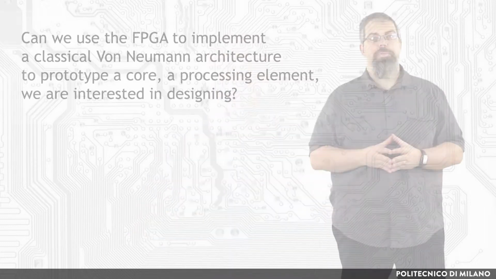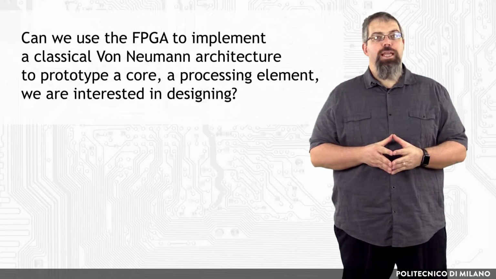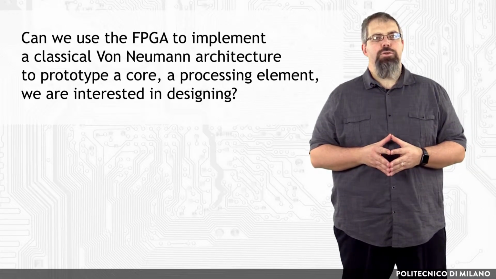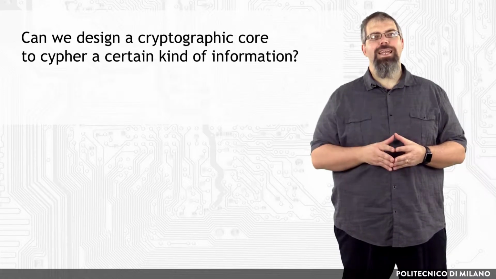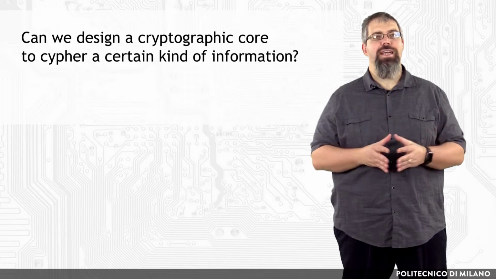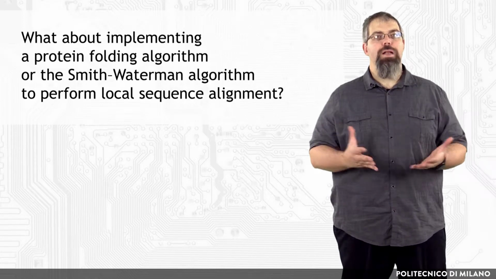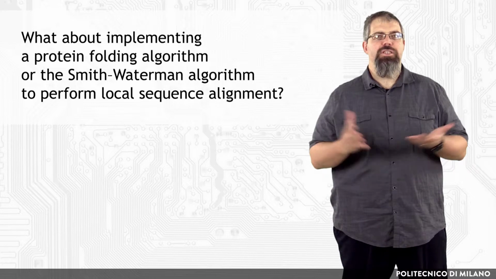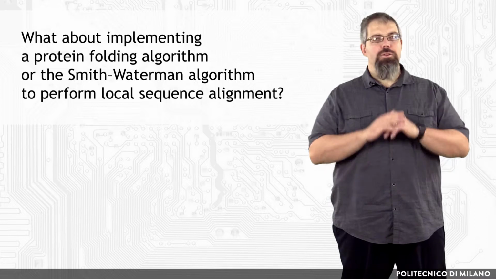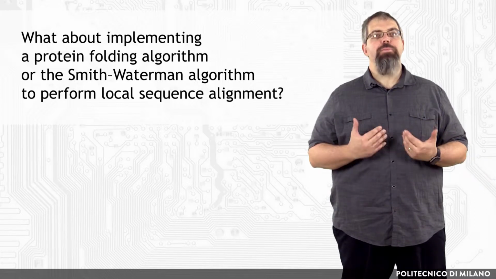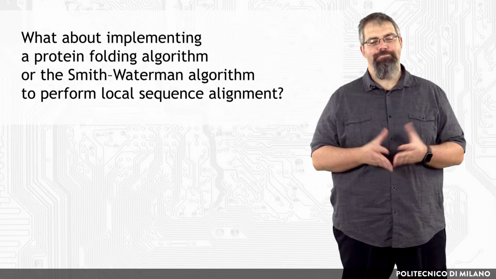We know that an FPGA is a kind of an empty page that we can fill with the desired system. This is huge, because the desired system can be a very different concept idea from user to user. Can we use the FPGA to implement a classical von Neumann architecture to prototype a core or a processing element we are interested in designing? Can we design a cryptographic core to cipher a certain kind of information? What about implementing a protein folding algorithm or the Smith-Waterman algorithm to perform local sequence alignment? Well, those are all great examples of systems that can be implemented on an FPGA.